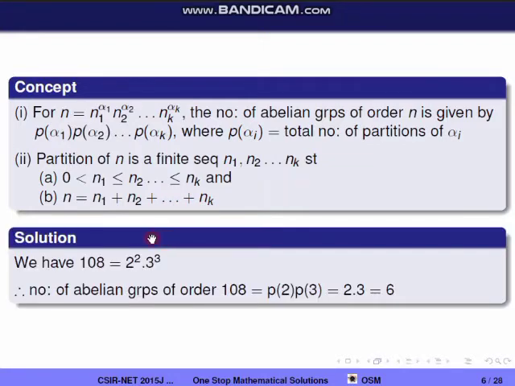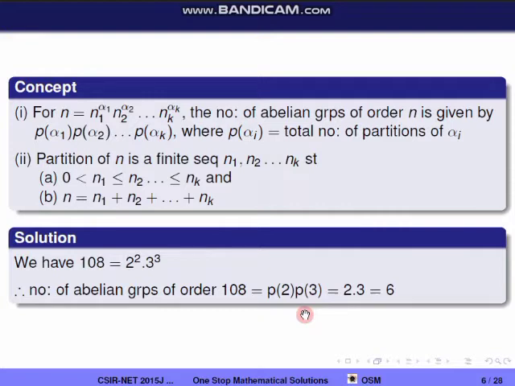First of all, prime factorize the order of the group. They are given it to be 108. So that is equal to 2 square into 3 cube. So using concept 1, the number of abelian groups of order 108 is equal to partition of 2 into partition of 3. Partition of 2 is 2 because 2 is equal to 1 plus 1 and 2 is equal to 2. So there are totally 2 partitions.